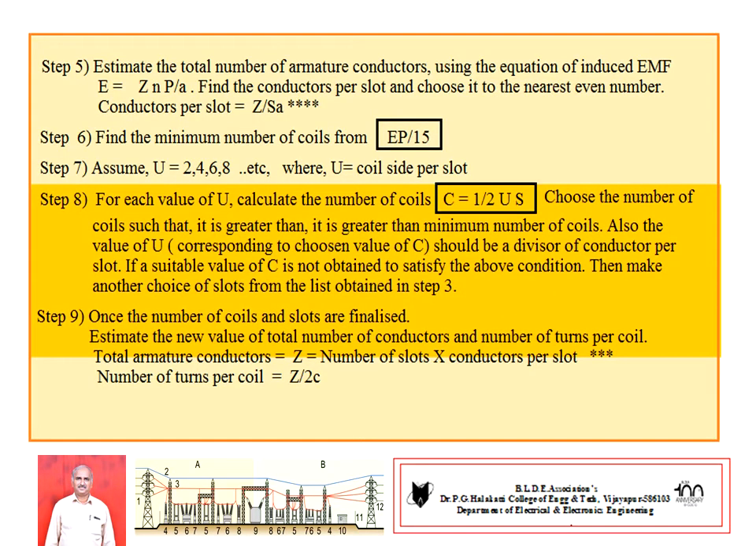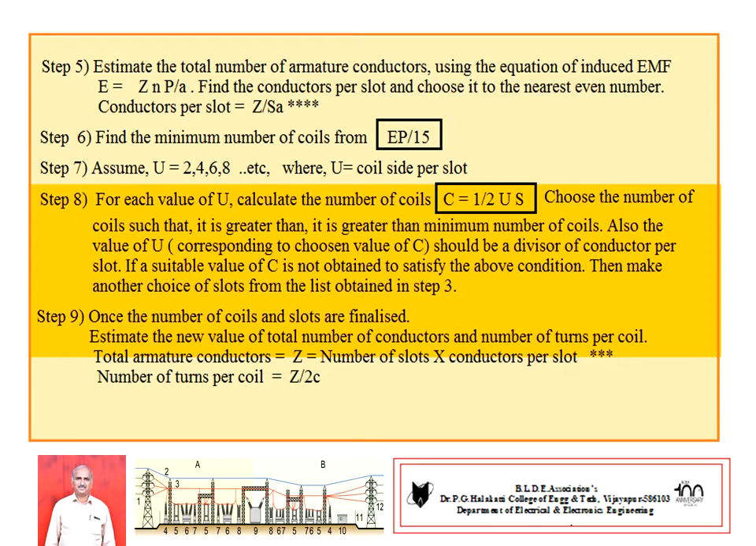Step number 5, again you estimate the Z from the expression of induced EMF, and conductors per slot also. Find the minimum number of coils by using the expression EP by 15. Again assume coil sides per slot U equal to 2, 4, 6, 8 etc., and calculate the coils. For each value of U, calculate the number of coils, C equal to half US.